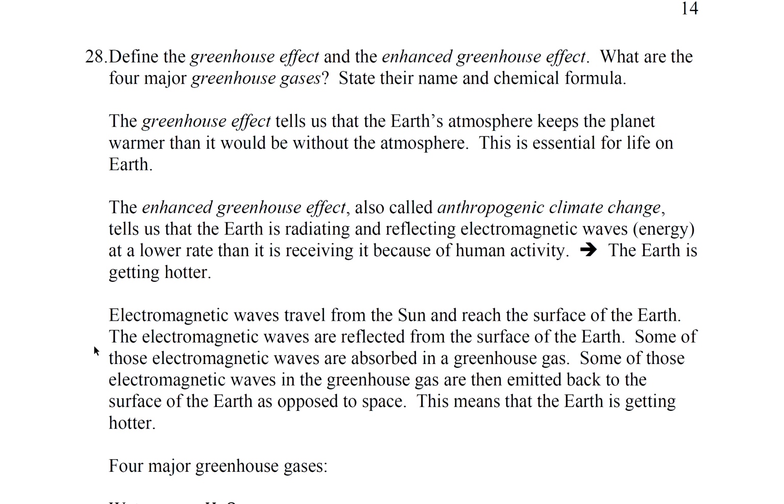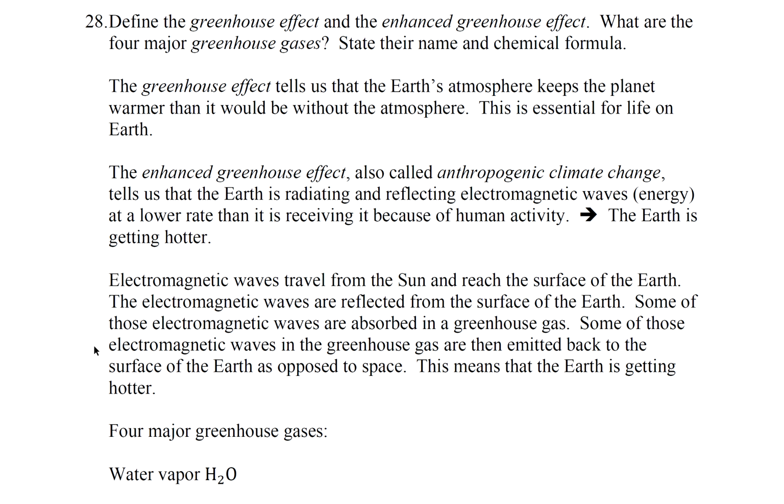Question 28. Define the greenhouse effect and the enhanced greenhouse effect. What are the four major greenhouse gases? State their name and chemical formula. So, the greenhouse effect tells us that the Earth's atmosphere keeps the planet warmer than it would be without the atmosphere. This is essential for life on Earth. The enhanced greenhouse effect, also called anthropogenic climate change, tells us that the Earth is radiating and reflecting electromagnetic waves at a lower rate than it is receiving them because of human activity, which means the Earth is getting hotter.